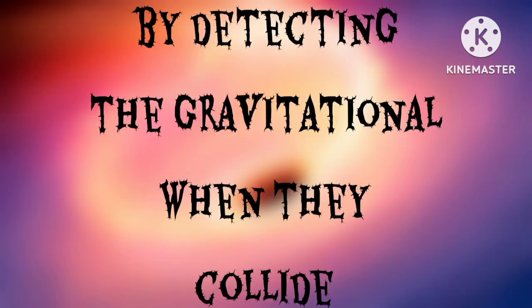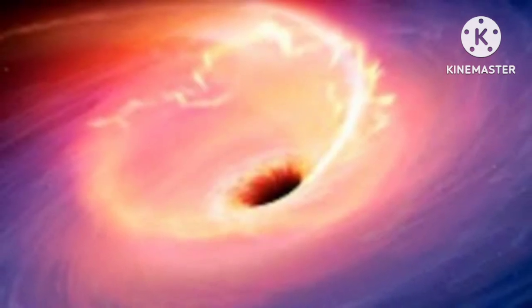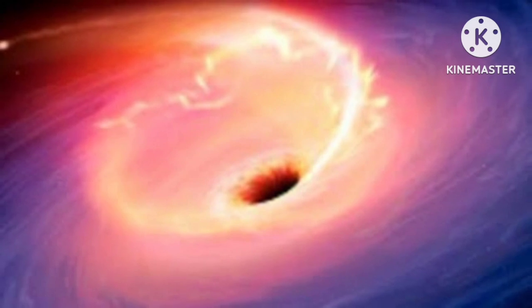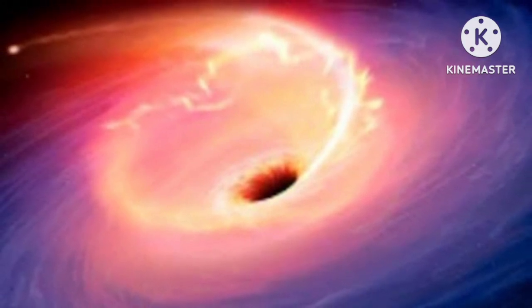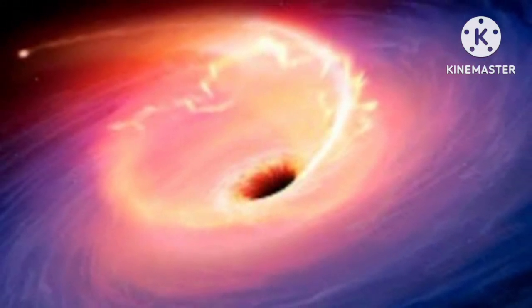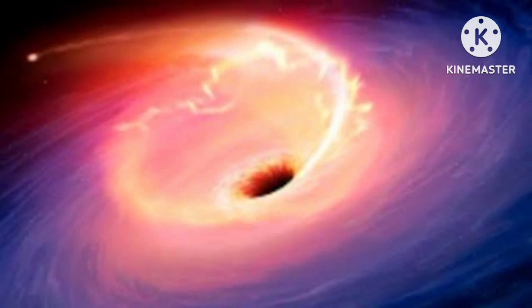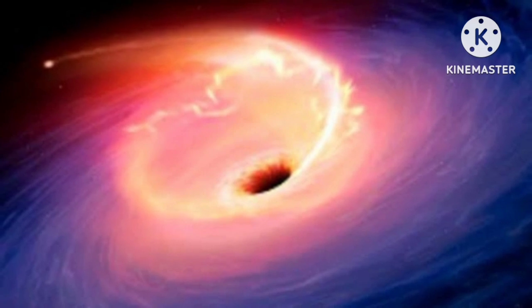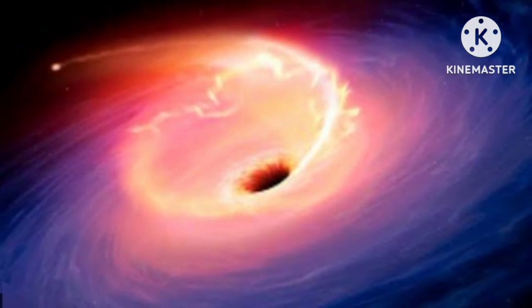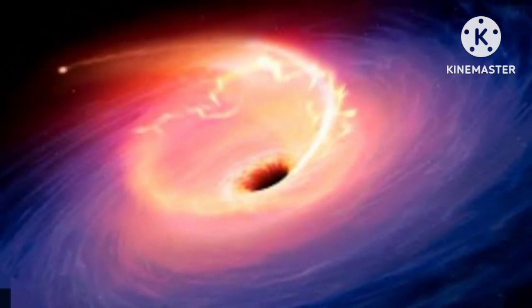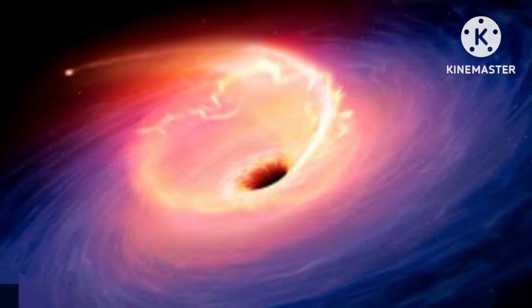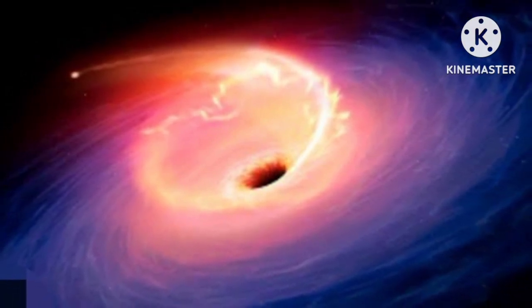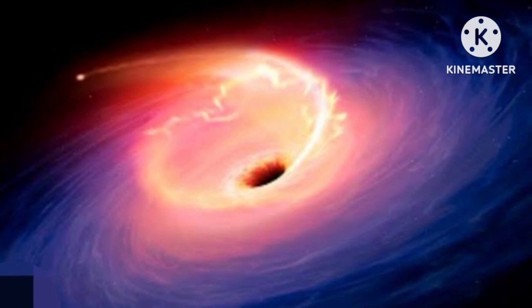By detecting the gravitational ripples when they collide. We can also detect black holes by detecting the ripples in space-time created when two of them crash into each other. From that signal, we can tell how massive the black holes were, how far away they were, and how fast they were traveling when they collided.